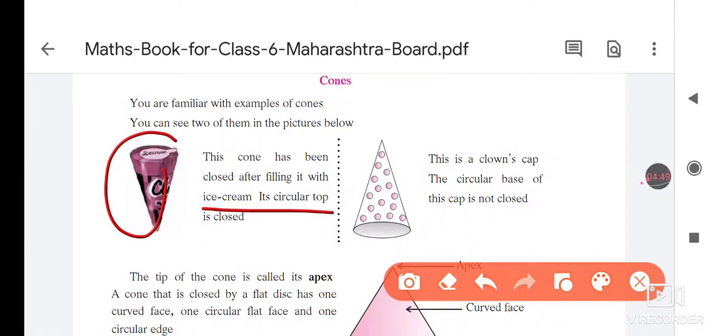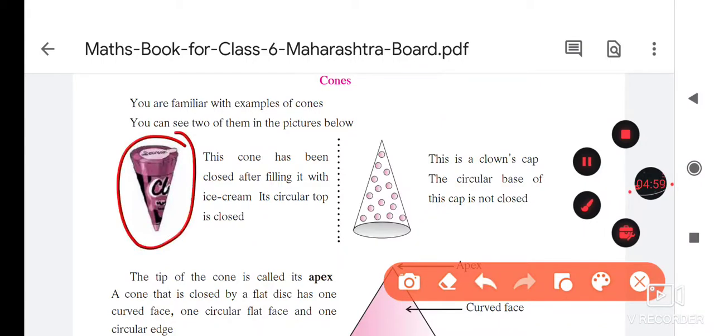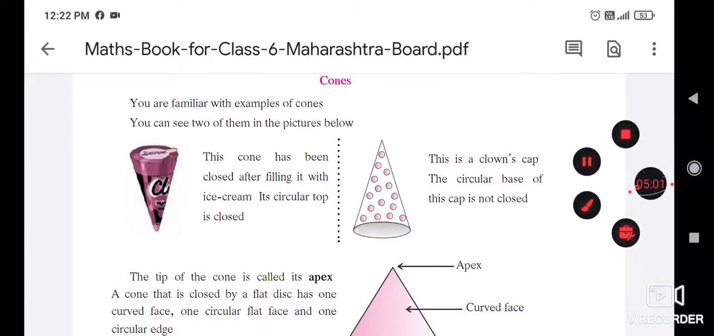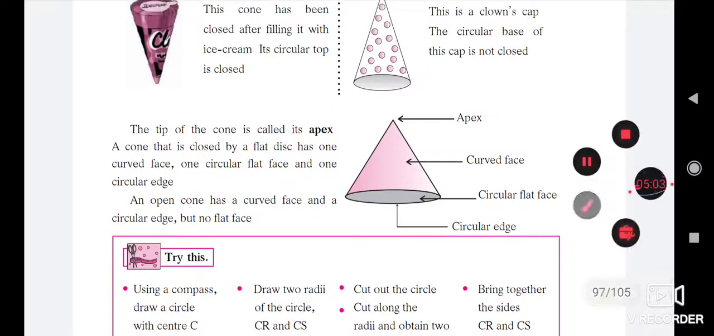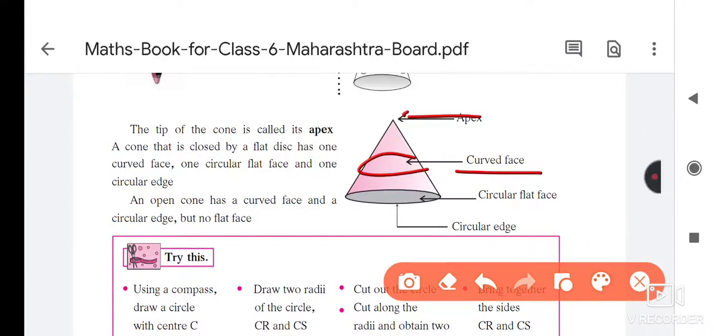Filled with ice cream, the circular top is closed, and this is called a cone. This is a cone cap, where the circular base of the cap is not closed. So here this is the closed cone and here it is an open cone. And the cone has an apex, which is the one vertex. This is a curved face and this is a circular flat face.